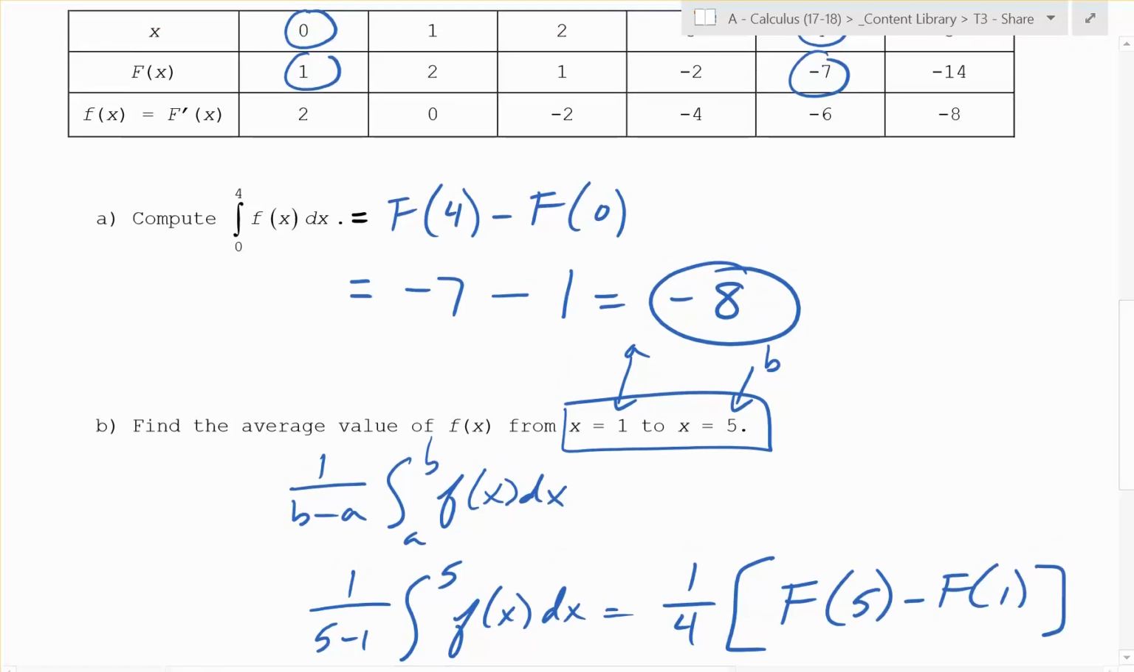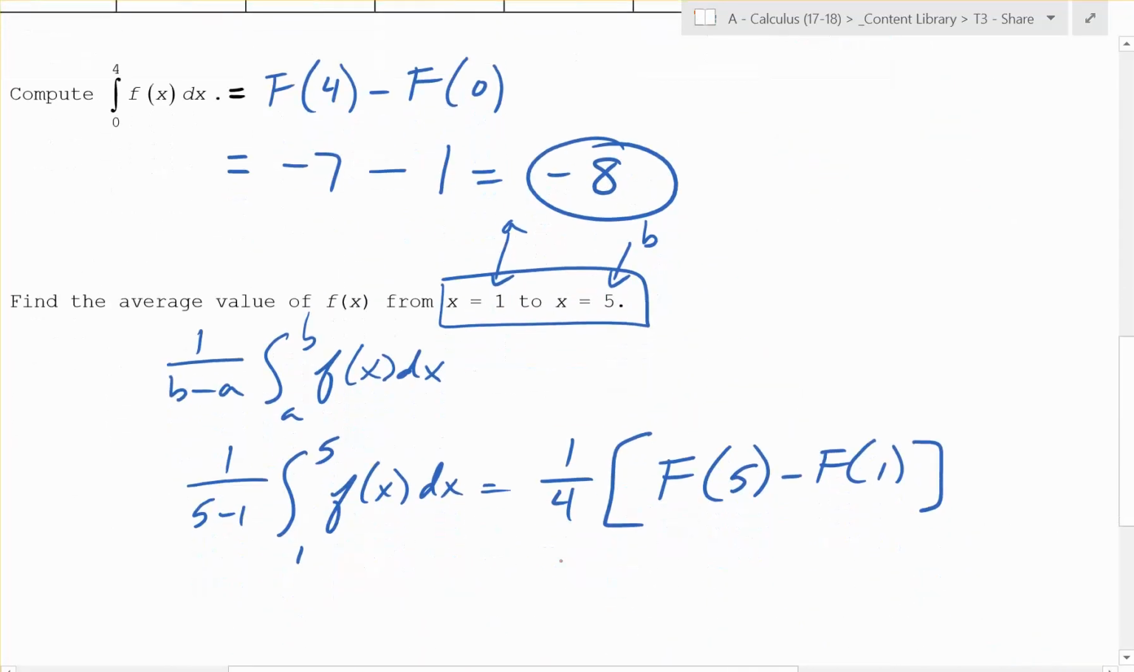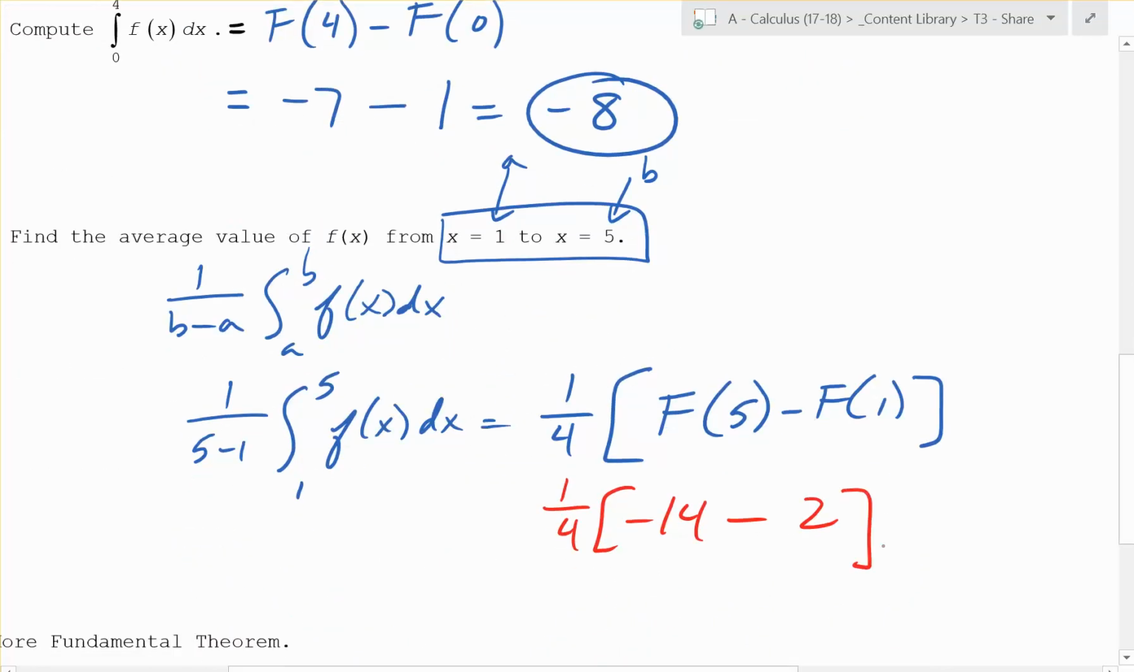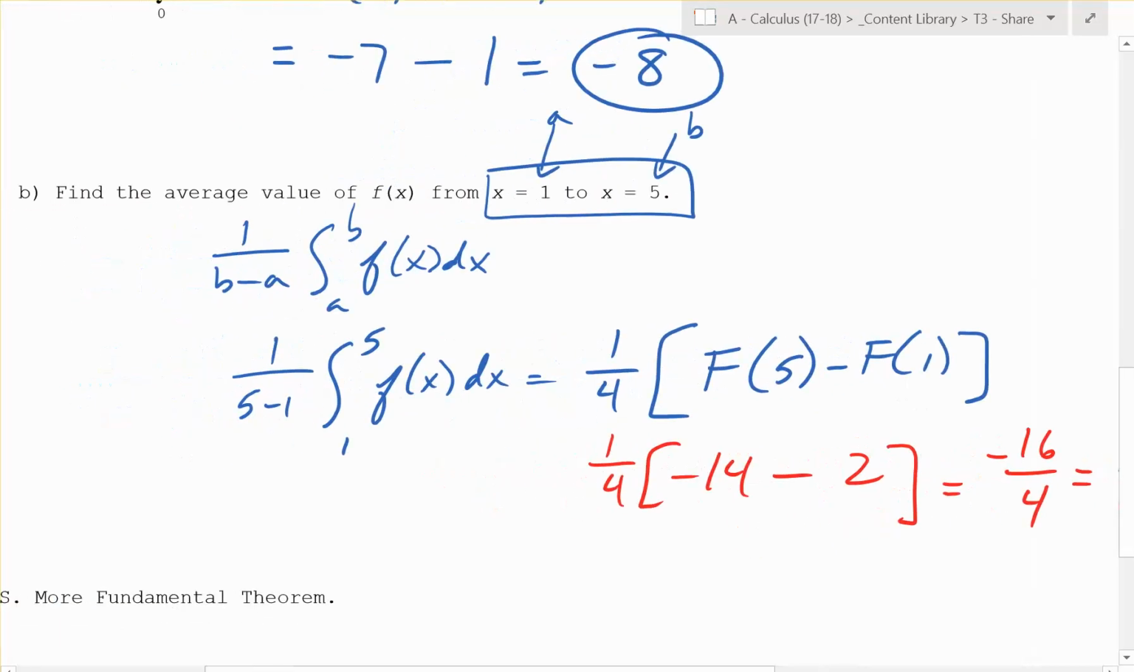So where are those? Well, capital F of 5 is going to be -14. So it's going to be 1/4 times -14. That number was right there. And then F of 1 is 2. So we minus 2. So -16 over 4 is -4. So the average value is -4.